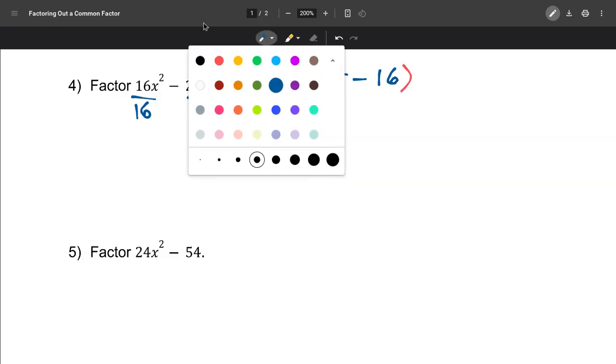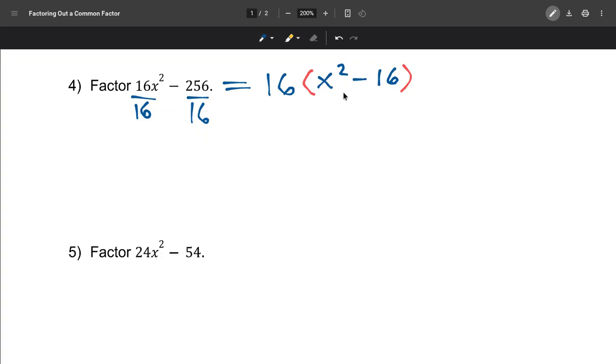Okay, so now, how is this going to factor? Well, this is a difference of squares, x squared minus 16. So that factors to x plus 4 times x minus 4. Because this is a perfect square, this is a perfect square, so you take the square roots and follow the difference of squares pattern. I have a video on that on this channel. So this here is going to factor to 16 times x plus 4 times x minus 4.